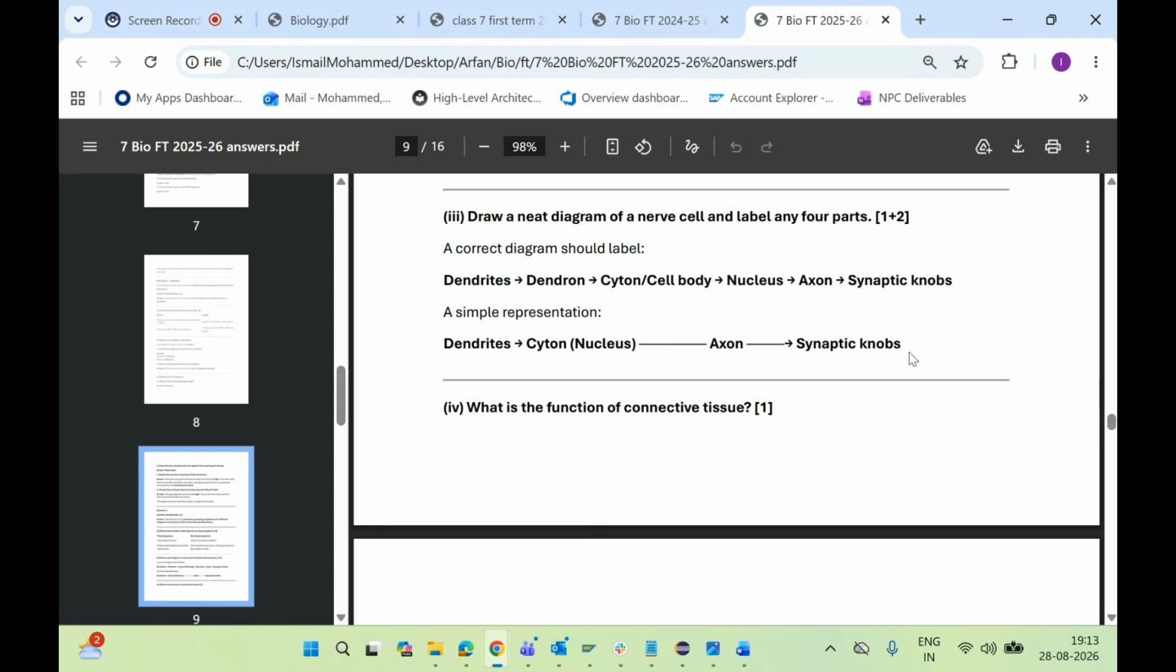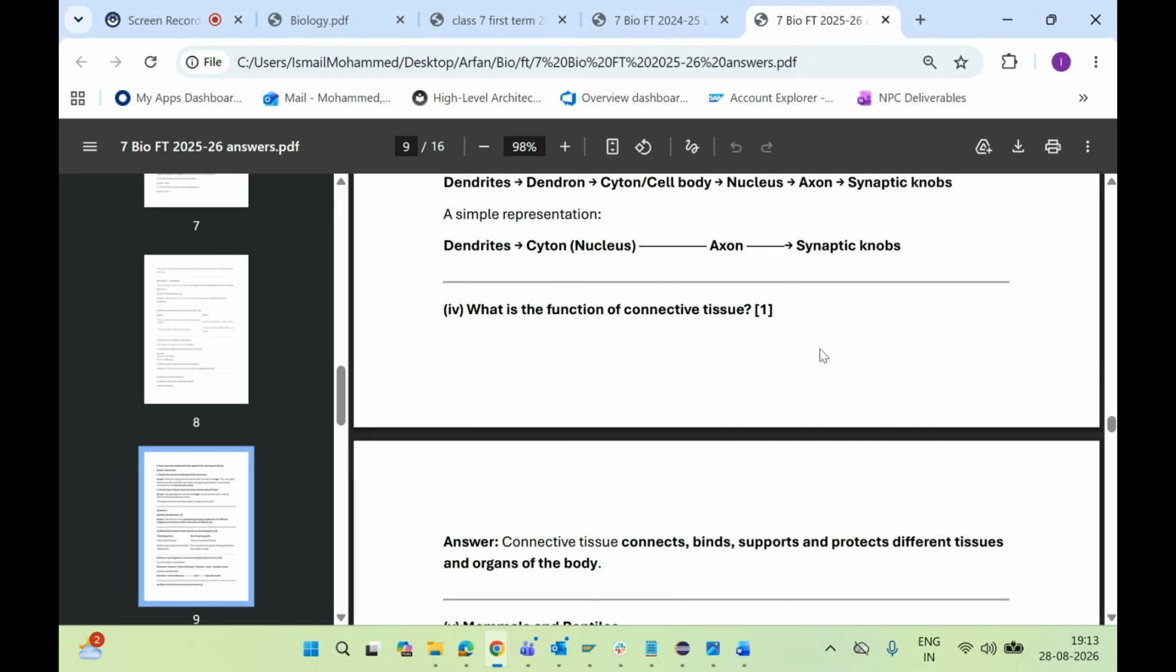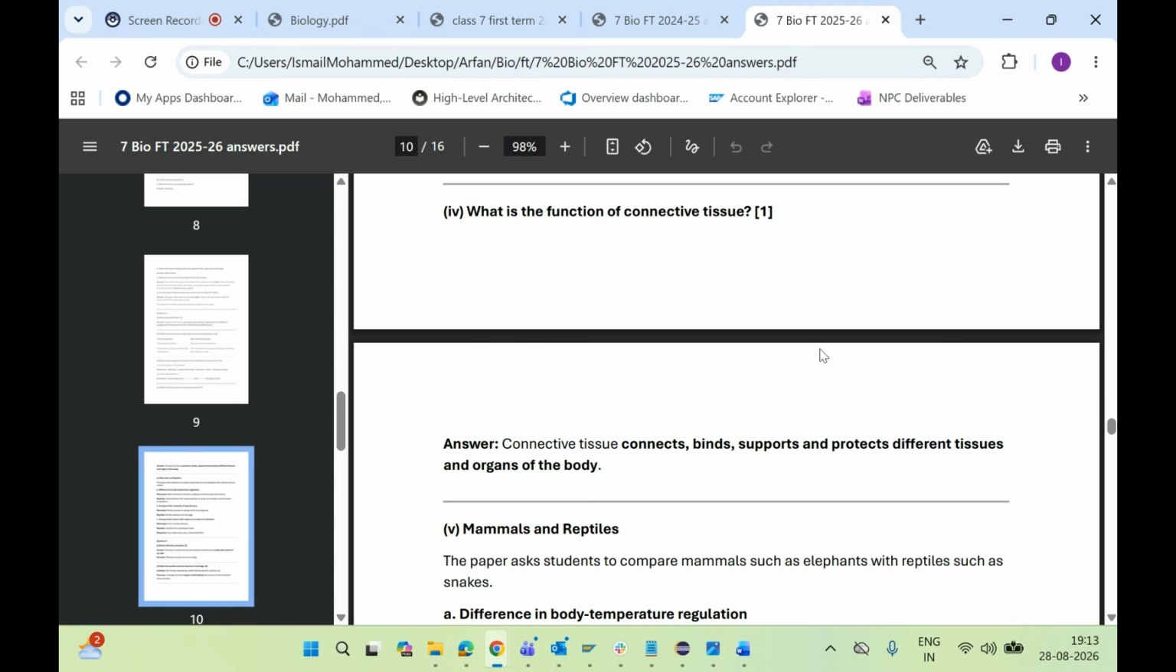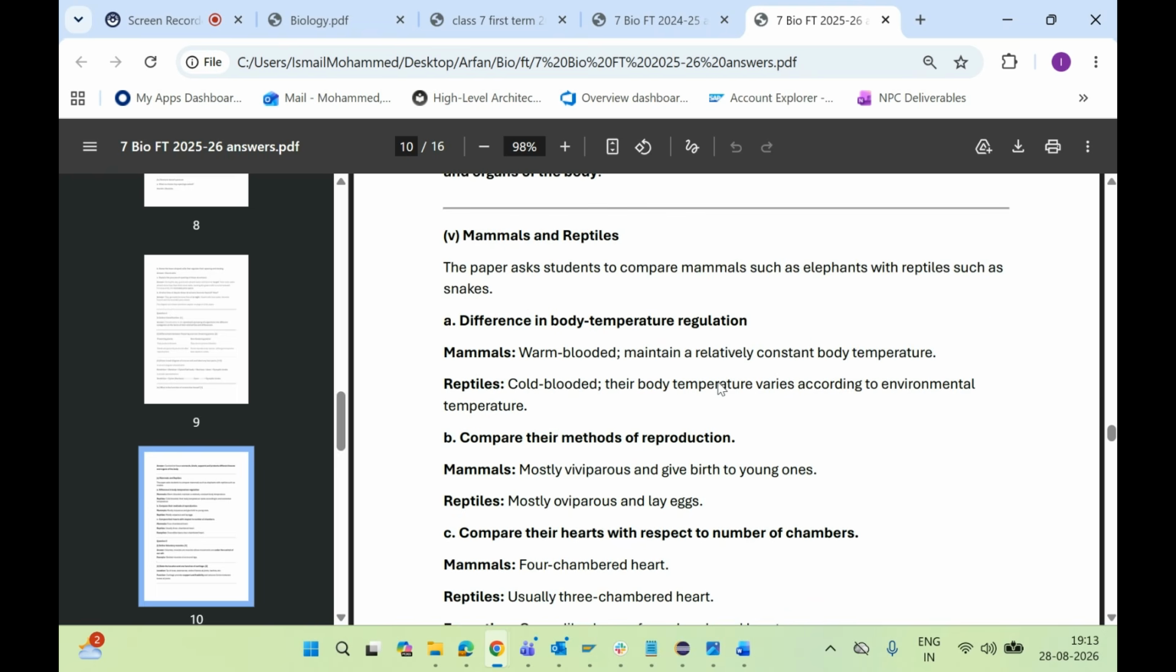Okay. Next one is what? What is the function of connective tissue? So in the name itself, it's there. It connects, binds, supports, and protects the tissues and organs of the body.